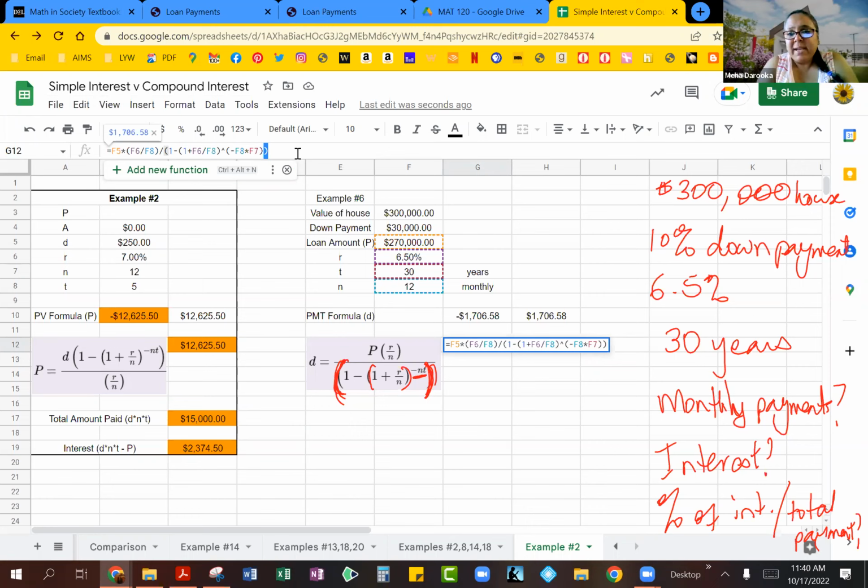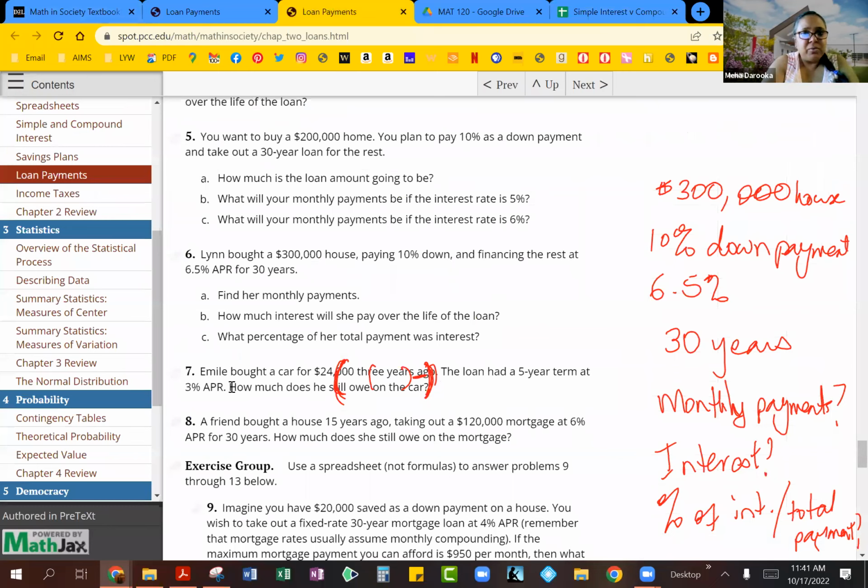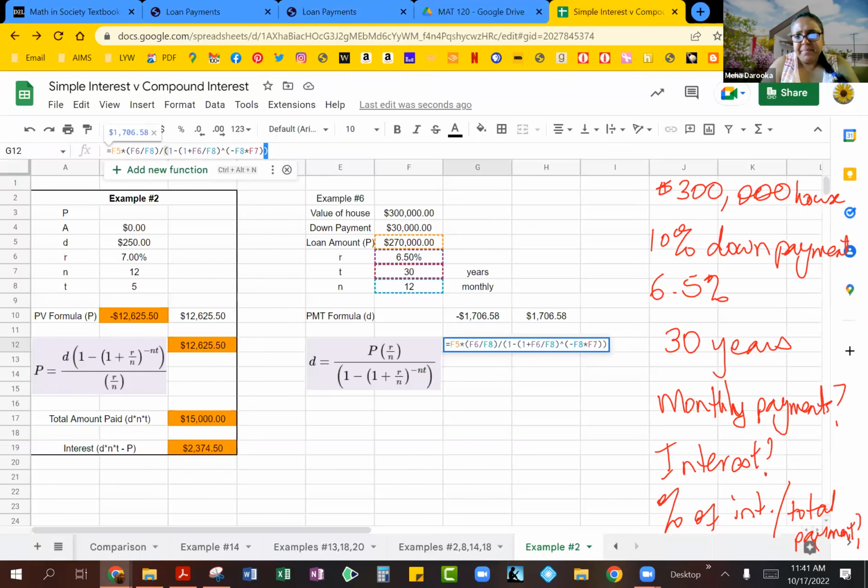So this was part A. What is our monthly payment going to be? Now for part B, obviously, they were asking us how much interest Lynn has paid over the time of the loan. So that's part B over here. How much interest will she pay over the life of the loan? So let's take a look at that.